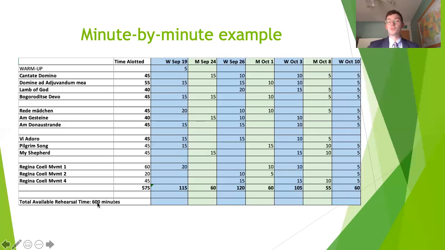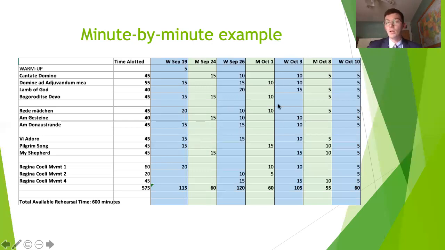But our total available time here is 600 minutes. Basically, all of that adds up, and we have 45 minutes or so a song. Then what I did is started in that first rehearsal, how much time were we going to spend on each piece? And I worked through rehearsal by rehearsal. As you can see, I tended to front load it. So the first time they saw a piece, we tended to spend more time on it.